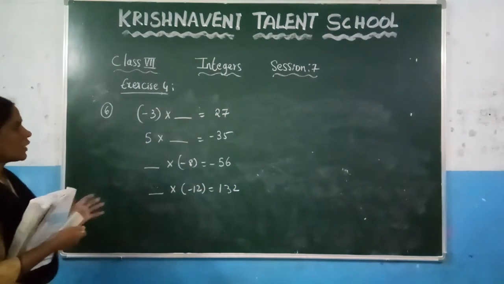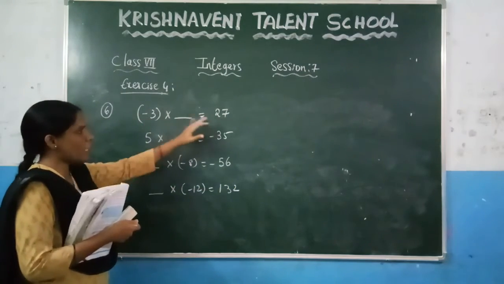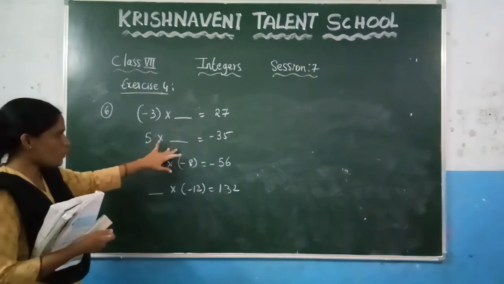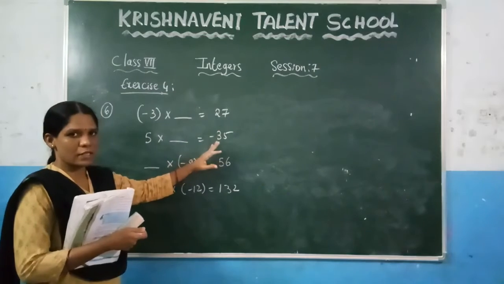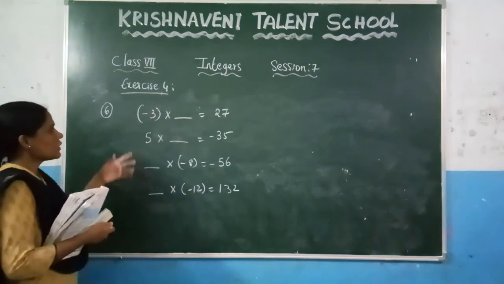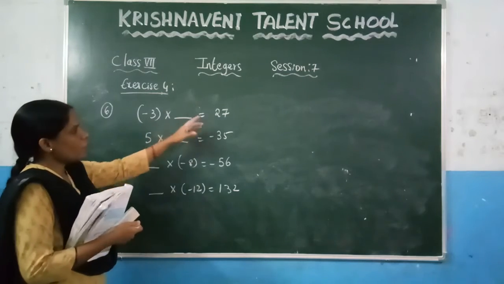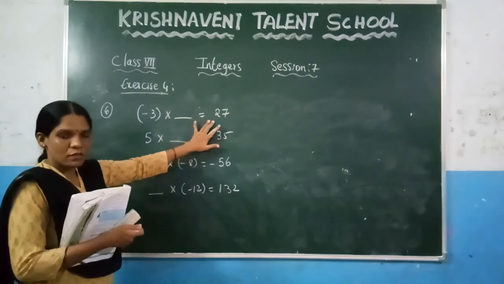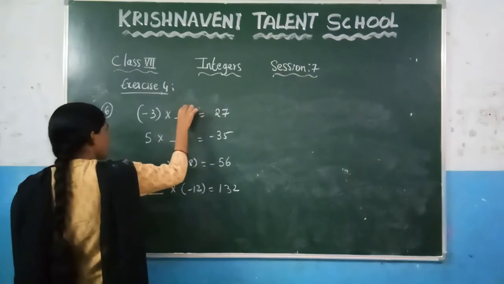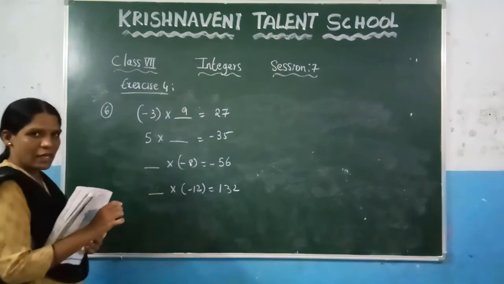That means here, if you multiply these two numbers, you have to get the result as 27. If you multiply these two numbers, you have to get the result as minus 35. You need to write what that number is. So here, in the 3 table, when we get 27, which is nothing but 3 9s are 27, write 9 here.